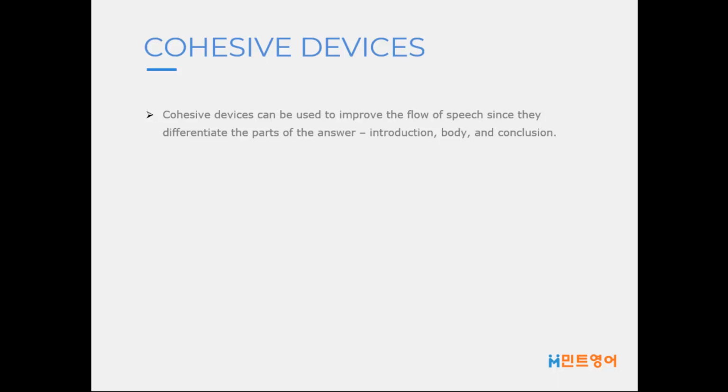These cohesive devices can be used to improve your flow of speech, since they differentiate the parts of the answer, introduction, body, and conclusion. These also improve your score in vocabulary and effectively support your points. However, overusing cohesive devices or using the wrong transition words or phrases can affect the band score. So, study the meaning of these devices and use them accurately.